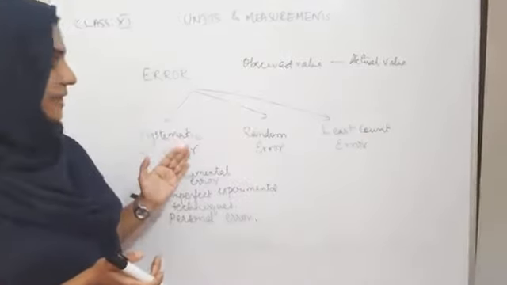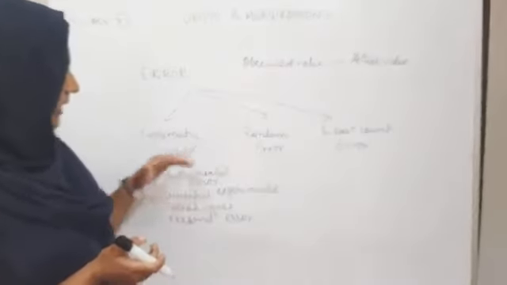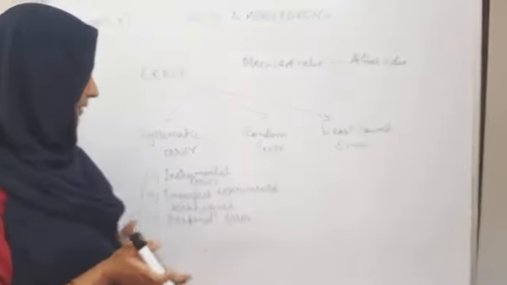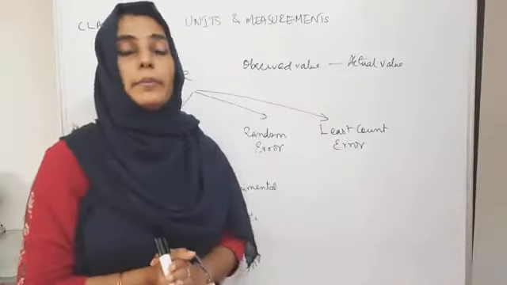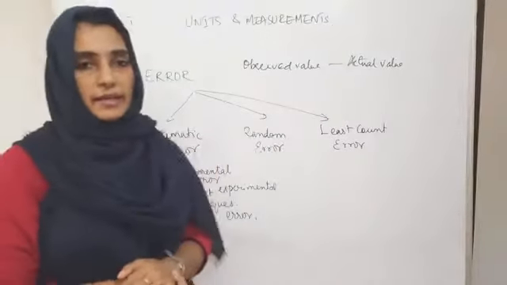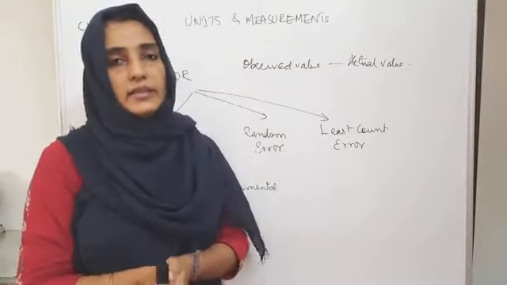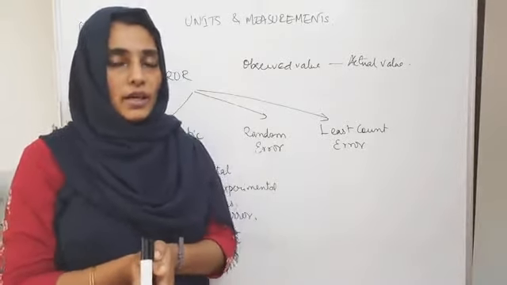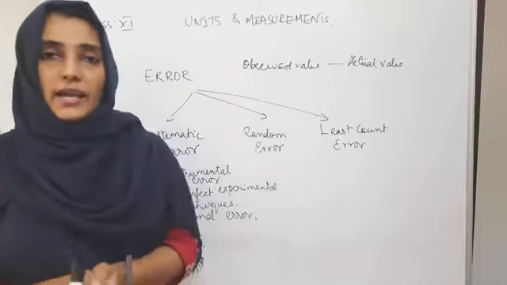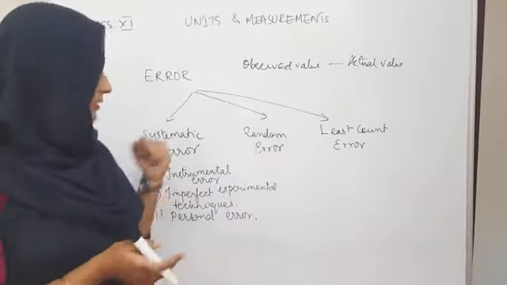Under systematic error itself, we can classify it into instrumental error, errors arising due to imperfect experimental techniques, and finally the personal error. First let us see, one by one, the systematic error. Systematic errors are those errors which tend to occur in one direction, either positive or negative, and they have a constant size and sign.